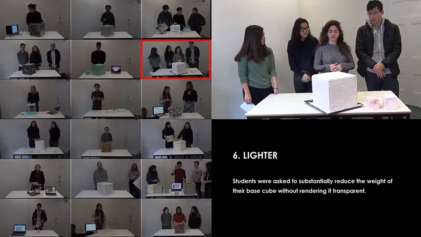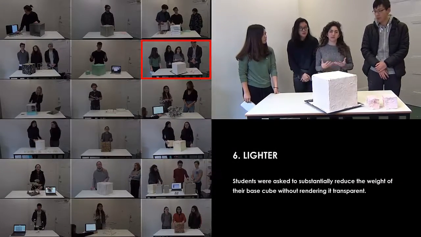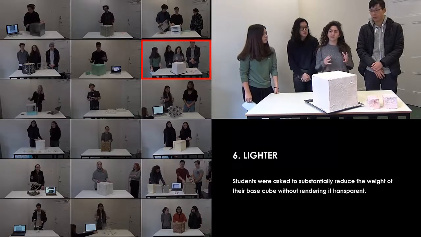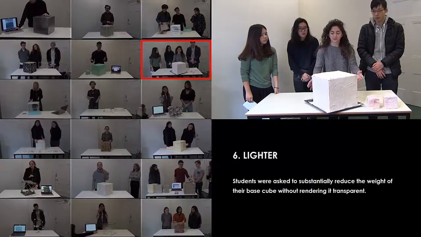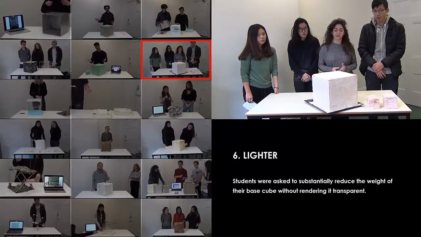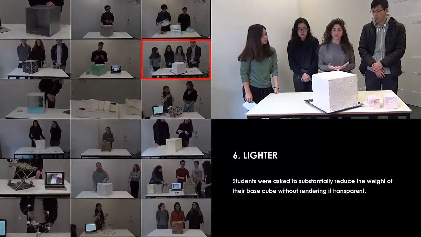So our second alteration for the cube was to make it much lighter. Our first cube was a solid of marshmallow and popcorn, so it was very heavy. For us it was a big challenge to try to make it as light as possible. So we thought about different ways of trying to achieve this.